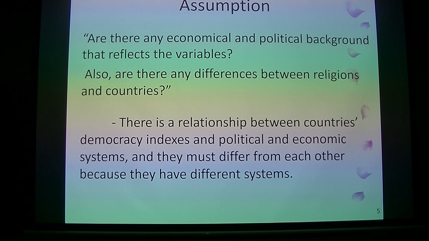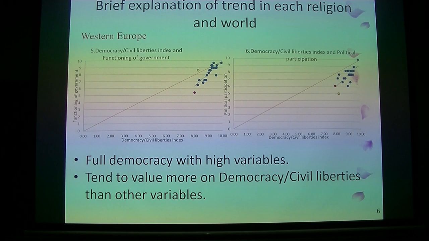Okay, so now I would like to briefly explain the trend in each region. First, I would like to go over the trend that each region has, and then after this, I would like to focus on some particular regions and countries that I thought were interesting. In Western Europe, there is a cluster in the top right corner. It means that the countries in Western Europe have higher political participation, the government works very well, and also people have much freedom.